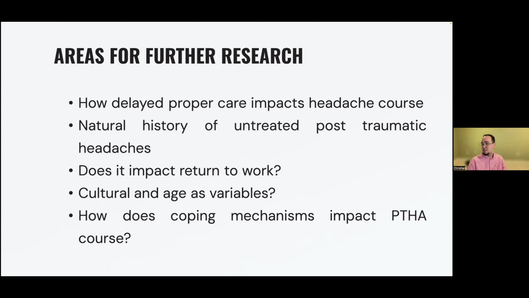A lot of patients who have concussions, whiplash, or brain injuries don't make it to the ED and just stay at home because of lack of insurance or not feeling safe enough. We don't know if they do develop headaches and if they eventually go away by themselves. How does it really impact return to work? Is it a real barrier for patients to return to work? We don't know for sure if there are any cultural or age-related variables. And we also don't know, and I think this last one we will never know, how coping mechanisms impact the post-traumatic headache course.